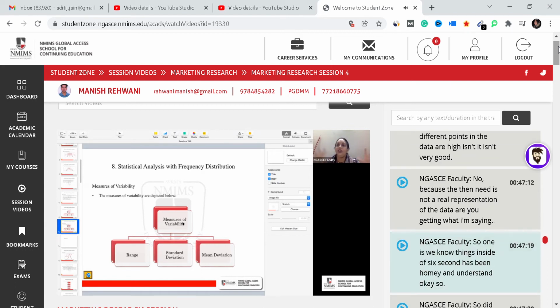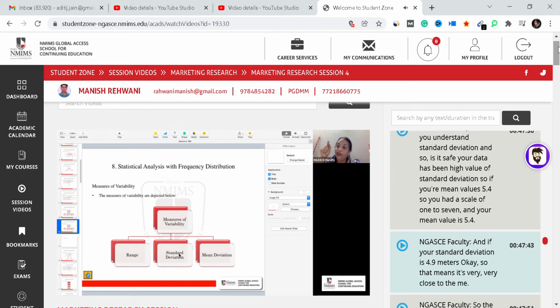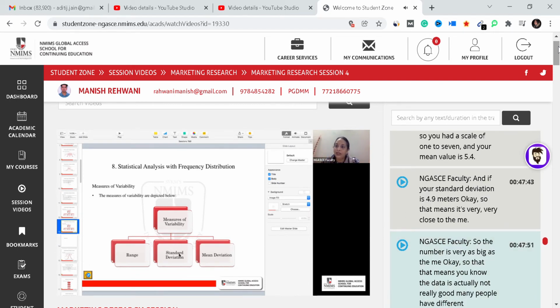One is we know things in statistics. Second is how we are understanding. Did you understand standard deviation? If your data has a high value of standard deviation, say your mean value is 5.4 on a scale of 1 to 7, and your standard deviation is 4.9, that means it is very, very close to the mean. The number is as big as the mean.